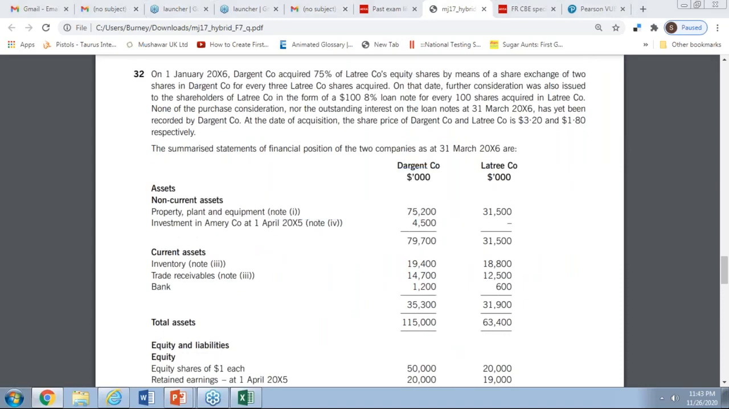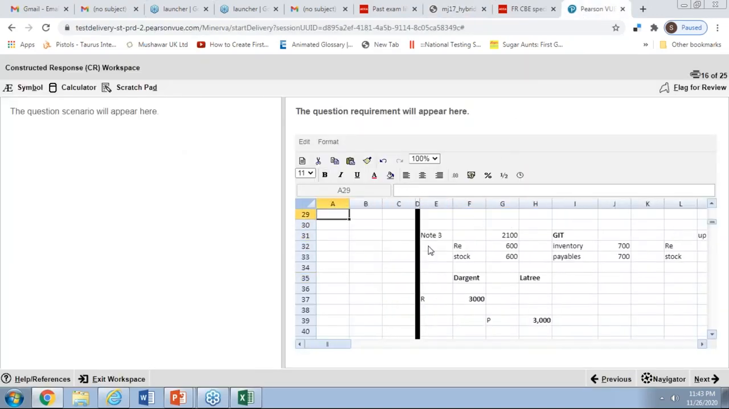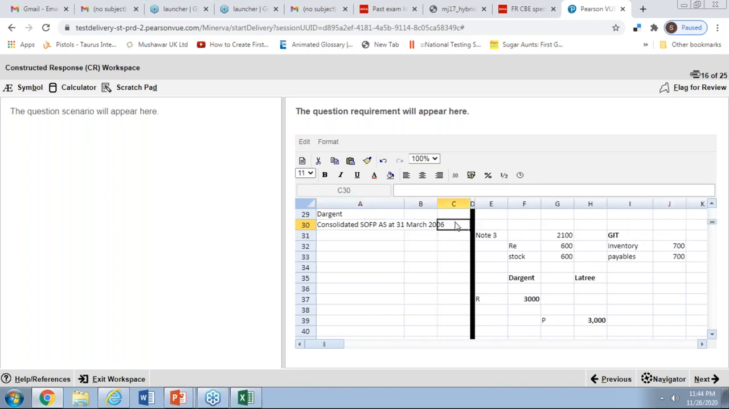So I'm making the assets. Now the name of the group is Dargent Consolidated Statement of Financial Position as at 31st March 2006. This is a very important area. It's a presentation that you should show this. 3 zeros.